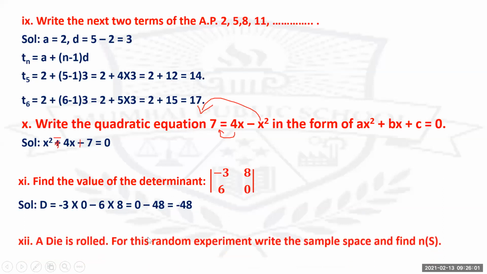A die is rolled. For this random experiment, write the sample space and find n of s. Now again check, a die is rolled. So sample space s equals to 1, 2, 3, 4, 5, 6. Is this clear to all the students here? Any difficulty? Question number 1, A and B. Very easy questions. You write the answers directly. There is no need to show the method how you have solved it. Is this clear? Very easy questions.